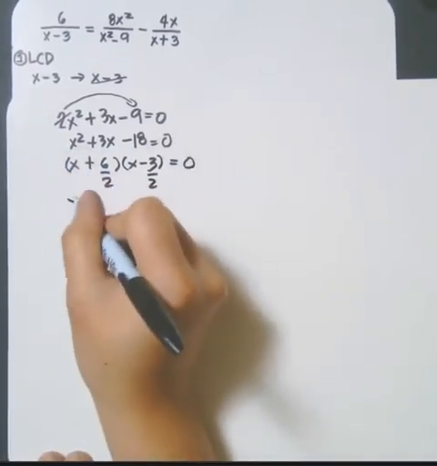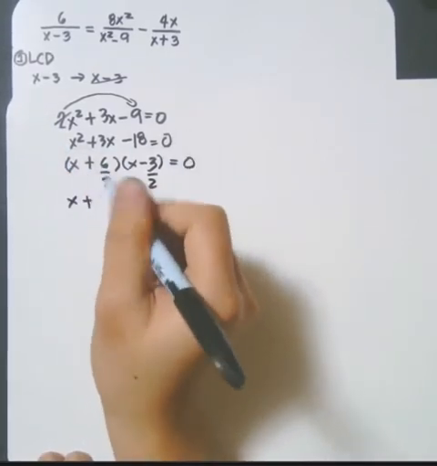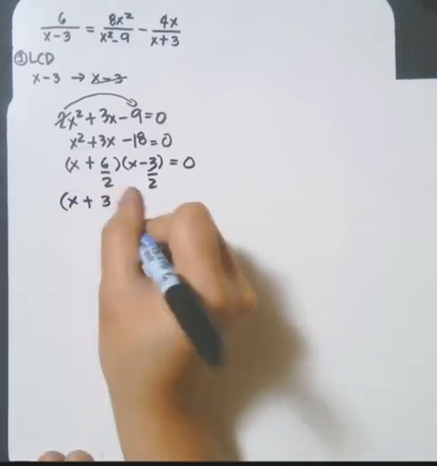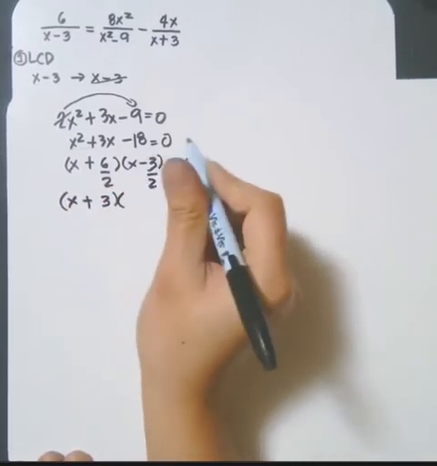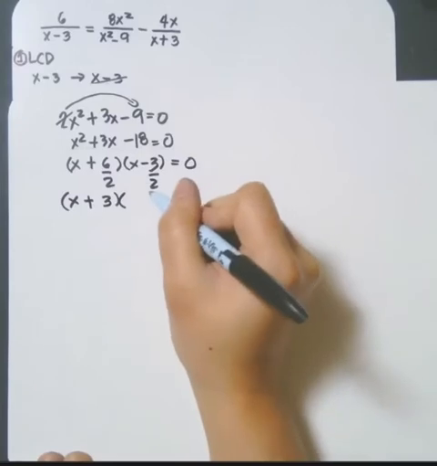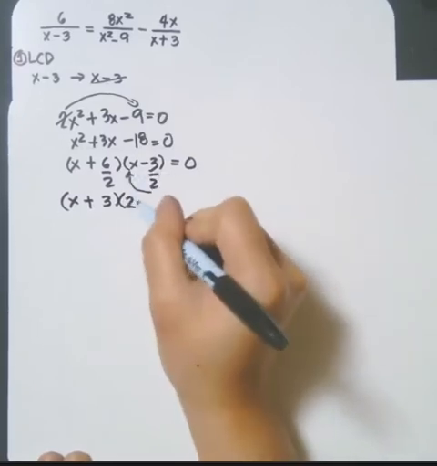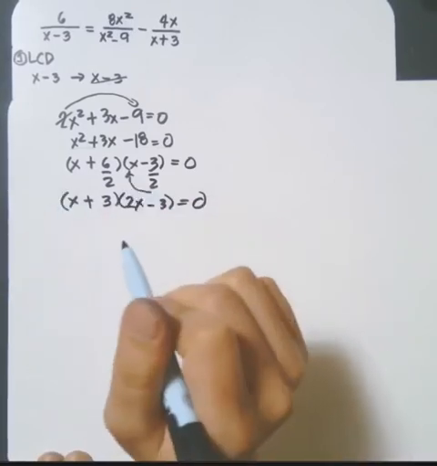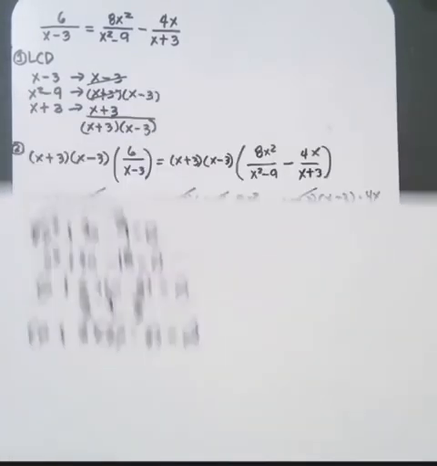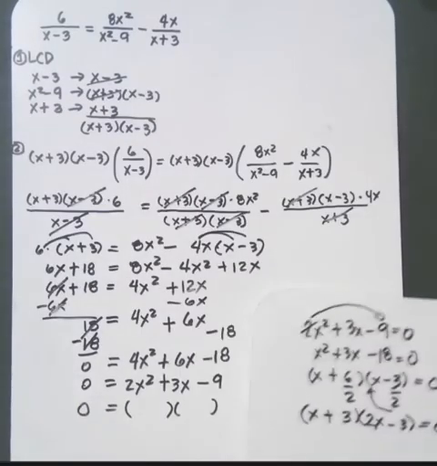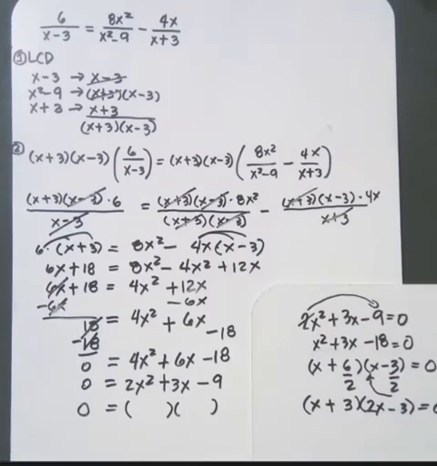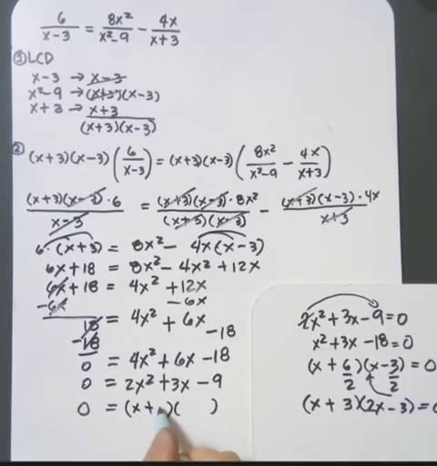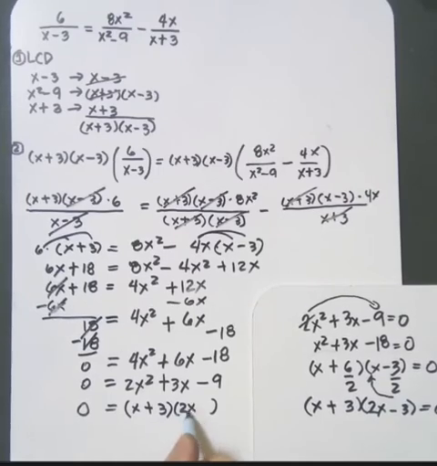And then we simplify. 6 divided by 2 is 3. This cannot be simplified anymore, so we move 2 before x. We write 2x minus 3 equals 0. And these are now our factors. So let's copy this. We have x plus 3 and 2x minus 3.